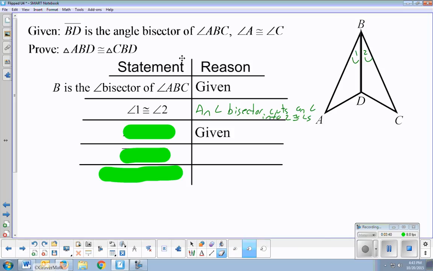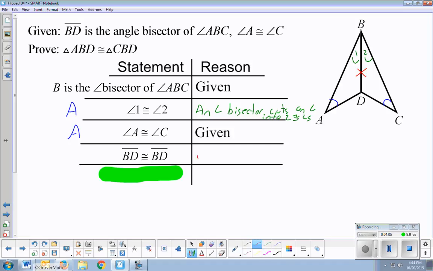And then we have angle A is congruent to angle C. Angle A is an angle of this left triangle, and angle C is an angle of that right triangle. So there's an angle congruence. We got one angle congruence from the angle bisector, and we were just given another angle congruence. And we have a side in common. BD is a side that both triangles share, so we're going to say BD is congruent to BD for the reflexive property. And that is our side congruence right there.